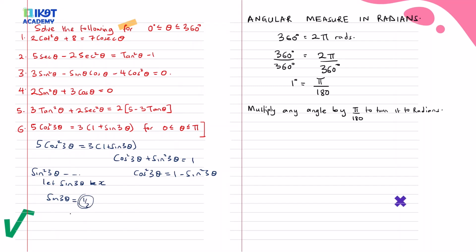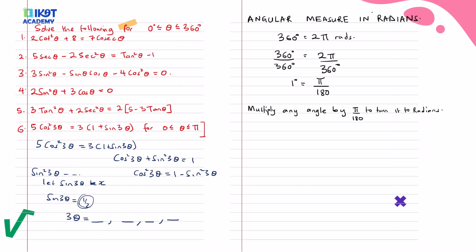Then you will solve. Now the angles you'll get will be 3 theta is equal to maybe this angle, this angle, this angle, this angle. Now you divide through by 3. Now at the end of this video, I'm going to display the answers to all these questions, such that you can compare and confirm.